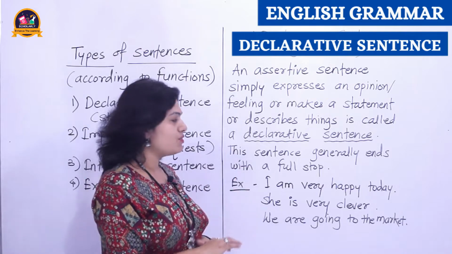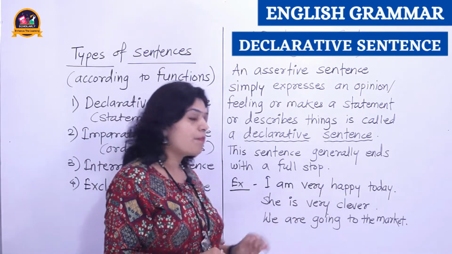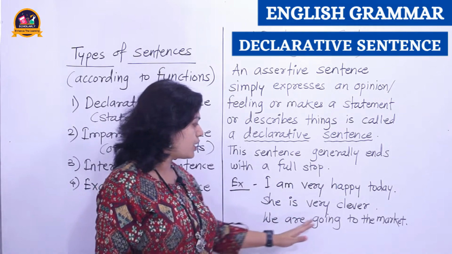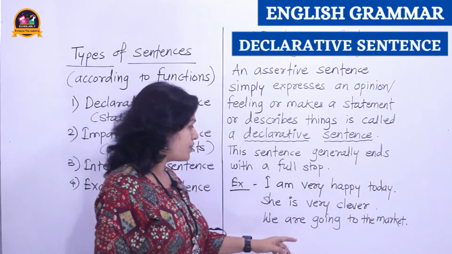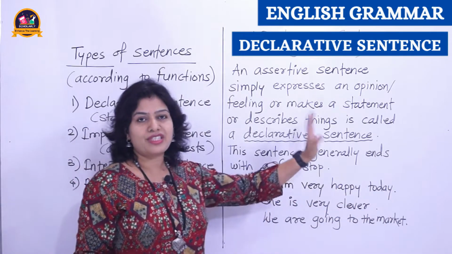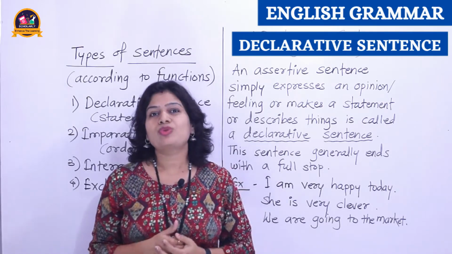It's a declarative sentence or statement. The examples are: I am very happy today, she is very clever, we are going to the market. All the three sentences we can see here end with a full stop. Simple assertive sentence, that's declarative sentence. Now let's move to the second one.